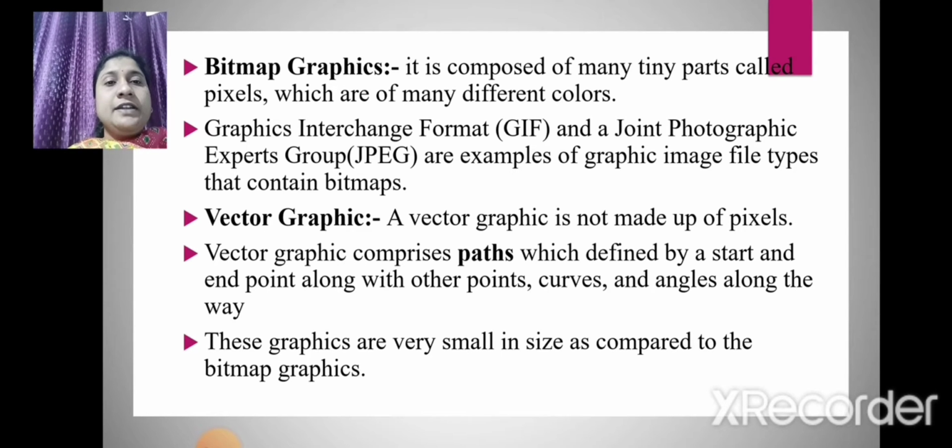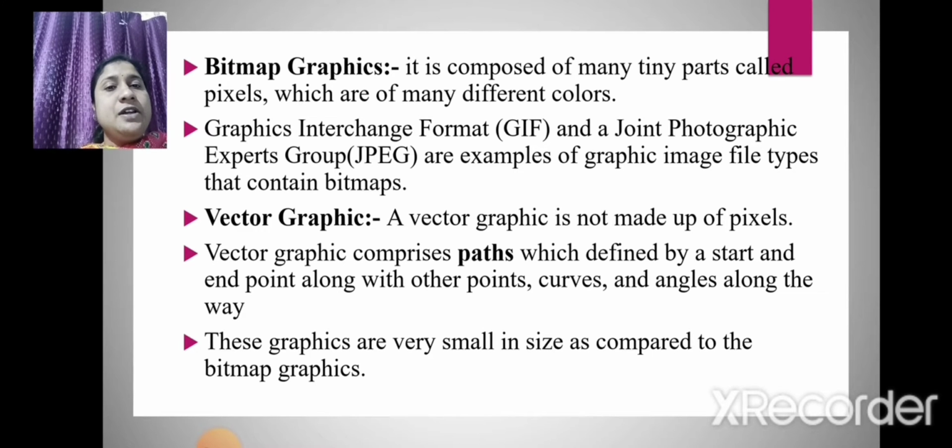Getting vector graphics. A vector graphic is not made up of pixels. A vector graphic is a compressed path defined by a start and end point, along with other points, curves and angles along the way. So a vector is nothing but a path from the start point to the end point, in which there are points, curves and angles as well. These graphics are very small in size as compared to bitmaps. So vector graphics are smaller in size as compared to bitmaps. Got it? Yes, okay.